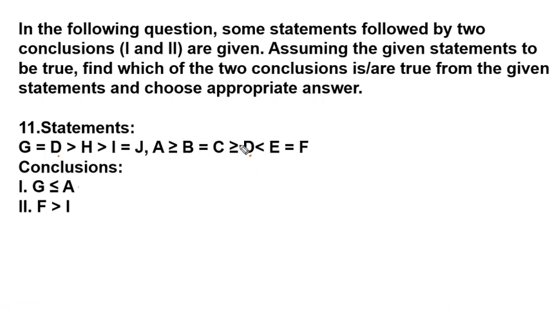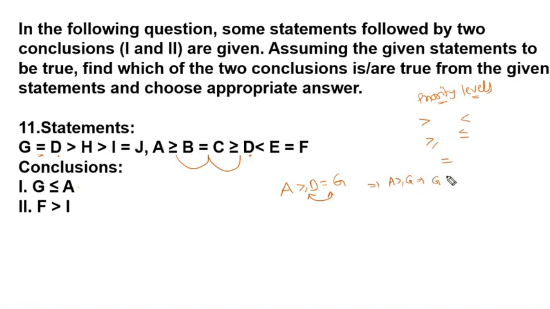So what is the relation between A and D? We already know these are the priority levels with respect to the symbols. Remember that. Out of these three, which is having the highest priority? Greater than or equals to is having the highest priority. So A is greater than or equals to D. From the first expression, we know that G equals D, or D equals G, both are same. Out of these two, which is having the highest priority? Greater than or equals to. So A is greater than or equals to G, in reverse, G is less than or equals to A, that is what the first conclusion says. So the first one will be true, definitely.